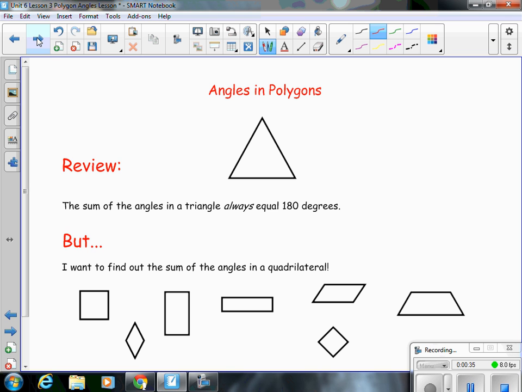All right, so we learned in previous lessons that the sum of the angles in a triangle always equals 180 degrees. So any type of triangle, if you added up the sum of all of the angles in a triangle, it would always equal 180. But what if I want to find out the sum of the angles in a quadrilateral? Remember, a quadrilateral has 4 sides. All right? So we're going to learn how to do that.